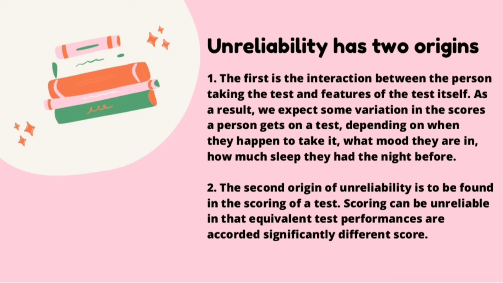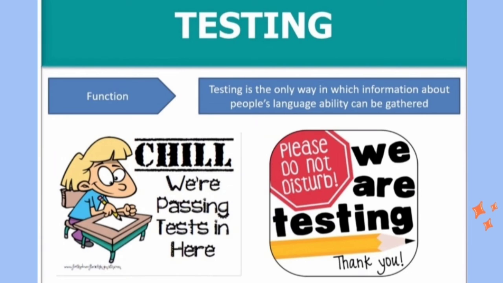The second origin of unreliability is to be found in the scoring of a test. Scoring can be unreliable in that equivalent test performances are accorded significantly different scores. Function of testing. Testing is the only way in which information about people's language ability can be gathered.